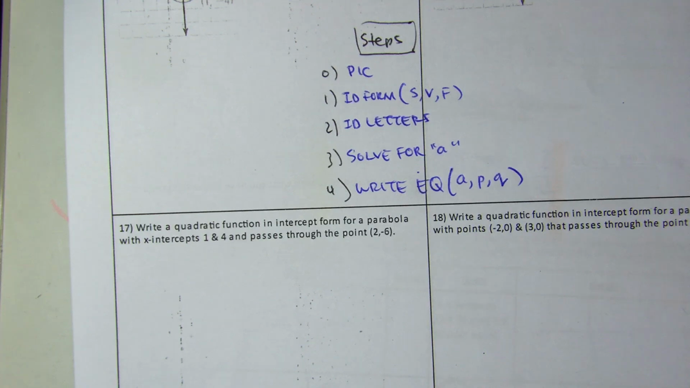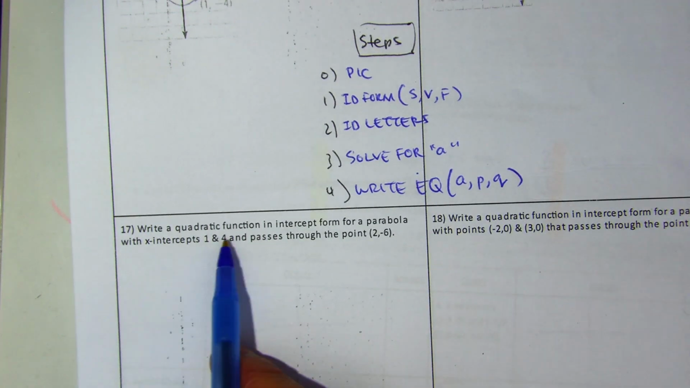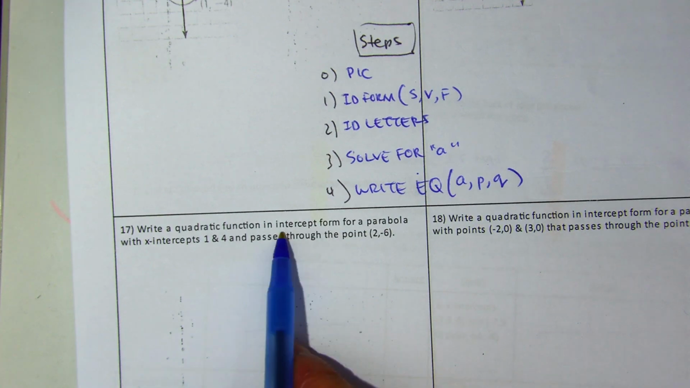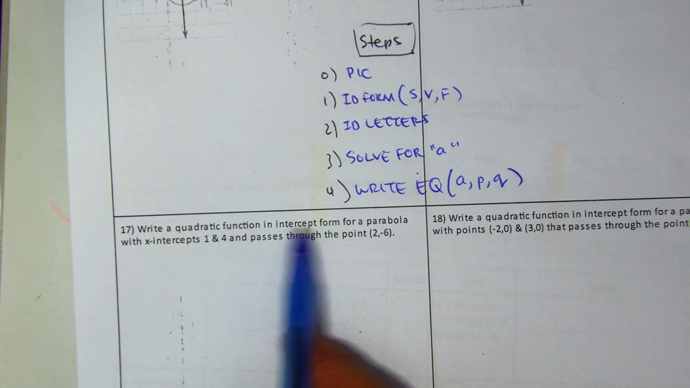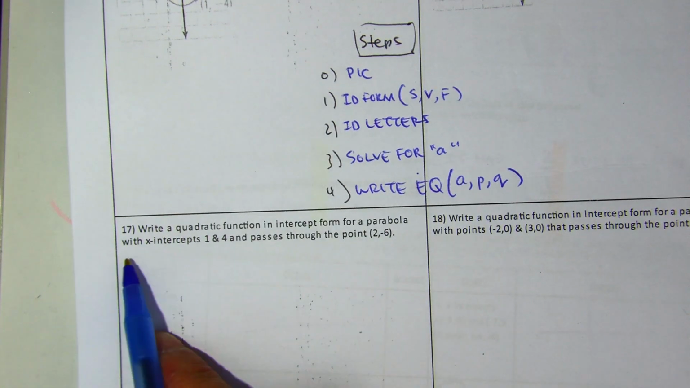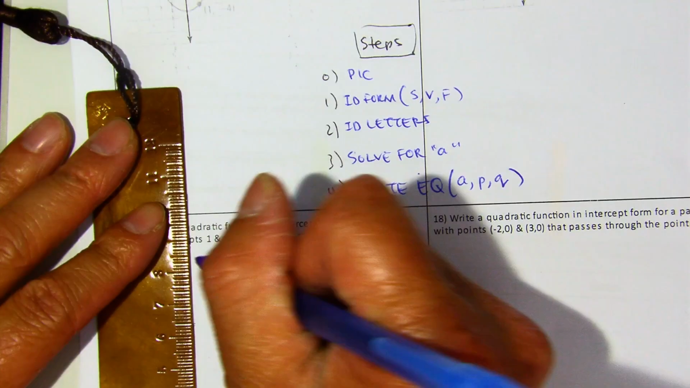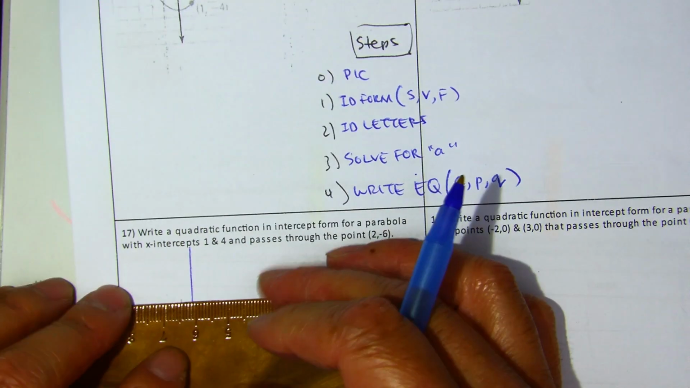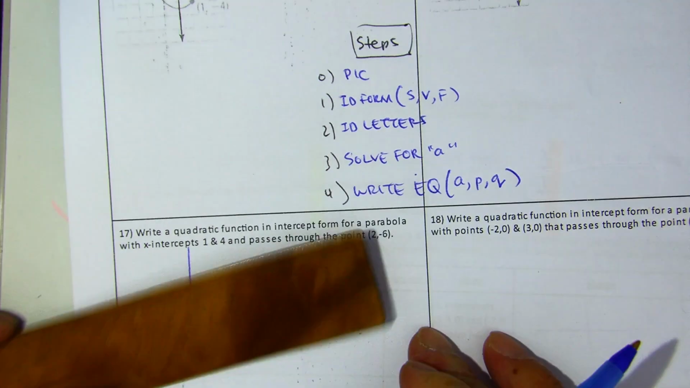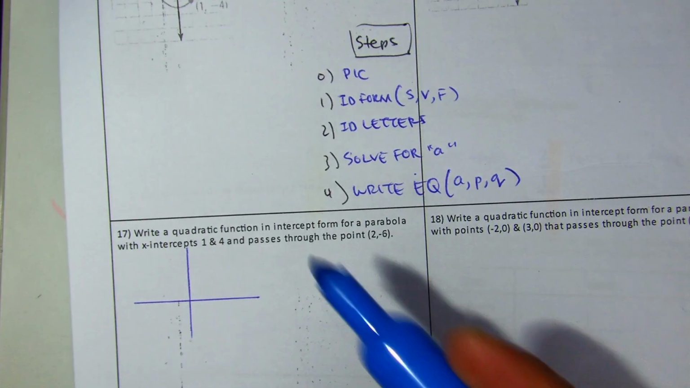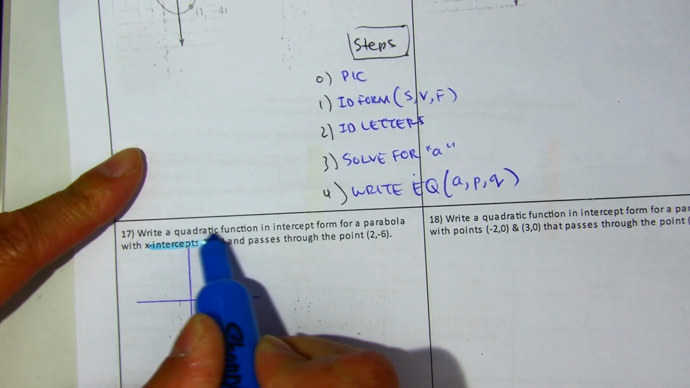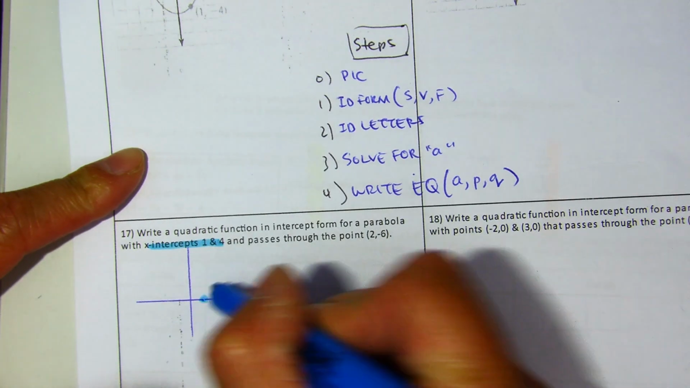Let's try question number 17. Write a quadratic function in intercept form. So they gave me a clue, but in tomorrow's quiz I may not give you that clue. For a parabola with x-intercepts 1 and 4. So let's go ahead and draw a quick graph. Alright, x-intercepts of 1 and 4. They are positive 1 and positive 4.